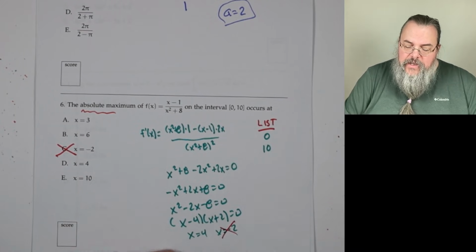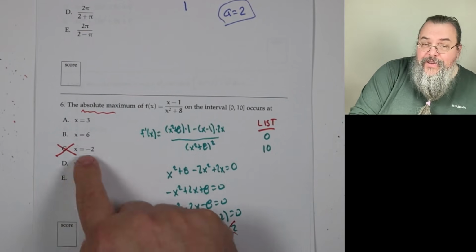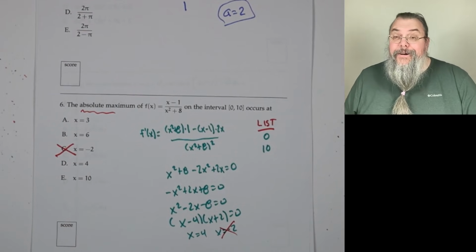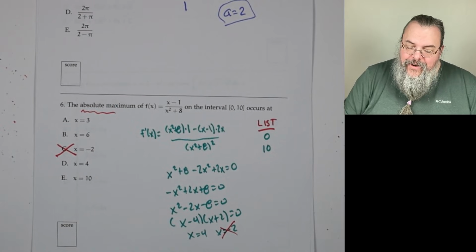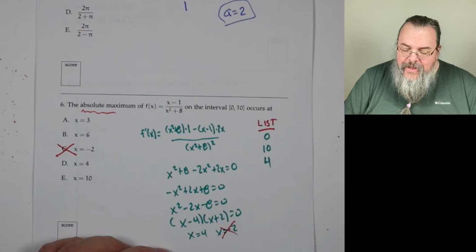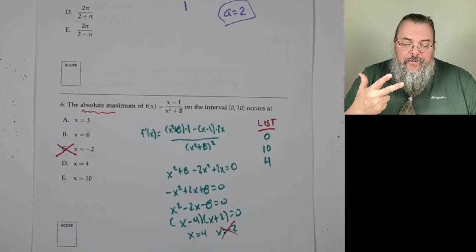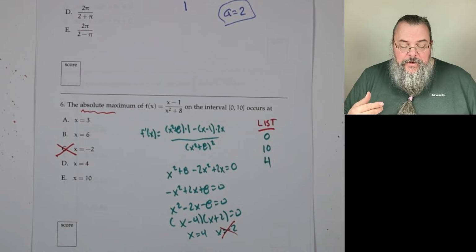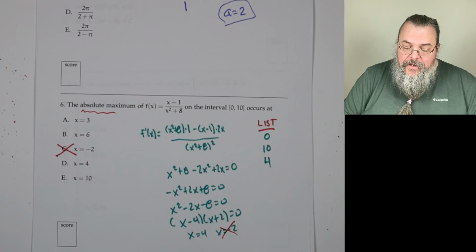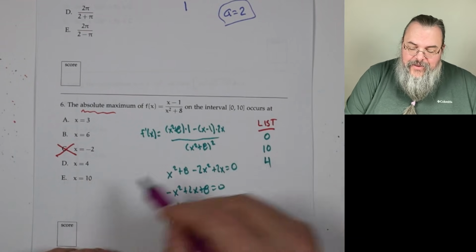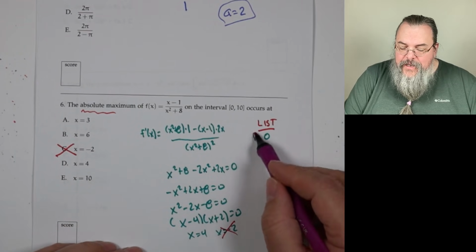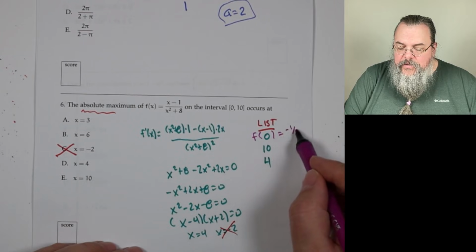We already talked about that, but that's one of the reasons why negative 2 was listed there. Okay, so on our list: 0, 10, and 4. Endpoints and critical point. Now what do we do? We plug them in. We don't need to plug in 0 because that's not even an option, but it's not hard to plug in 0. That's negative 1 over 8.